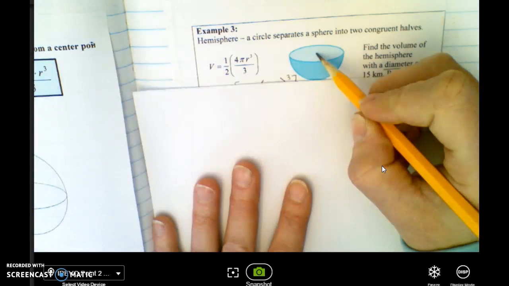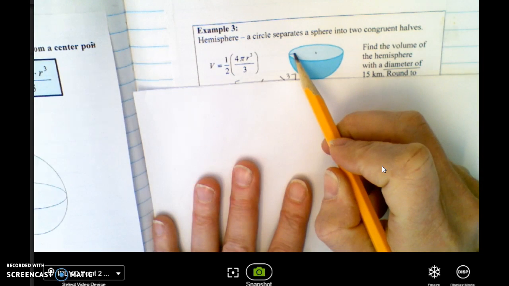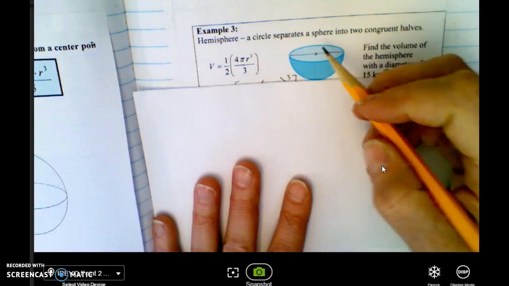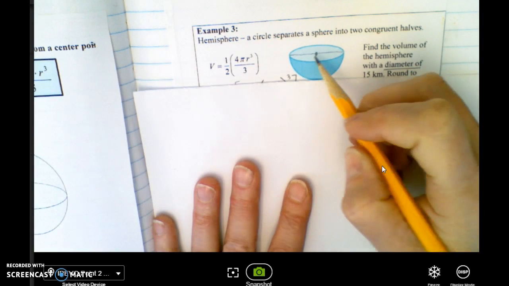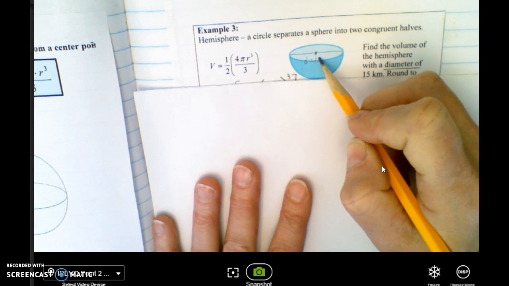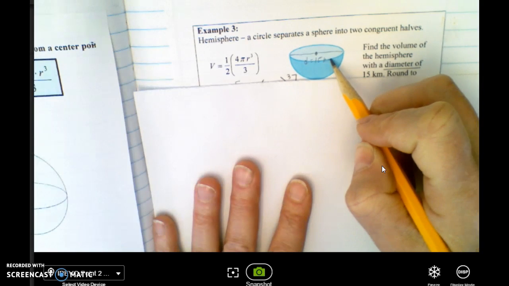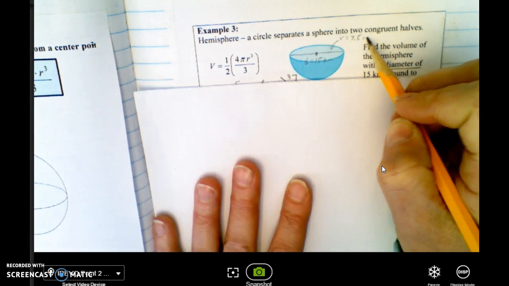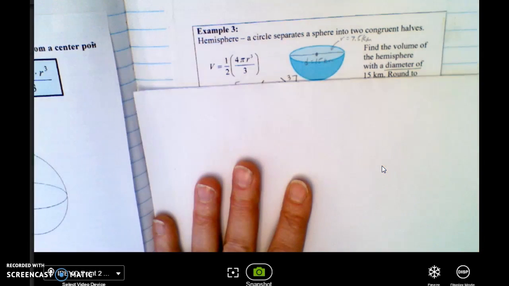So what that means, remember, is if we go all the way through the center and touch both sides, your diameter is 15. If we're interested in using our formula for volume, we need to make sure we know what the radius is. The radius is going to be half of that. We're going to use 7.5 for our radius.